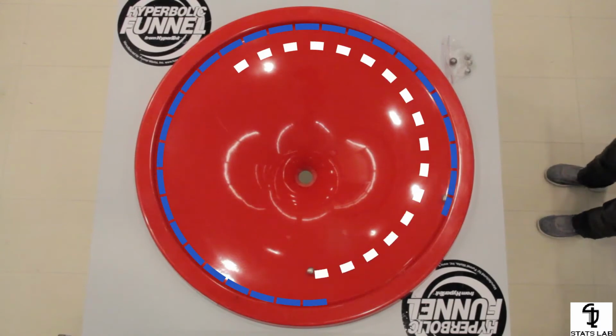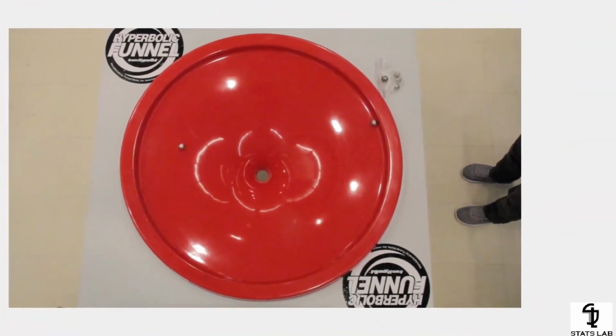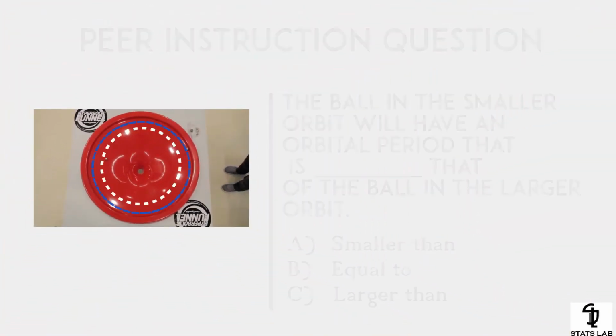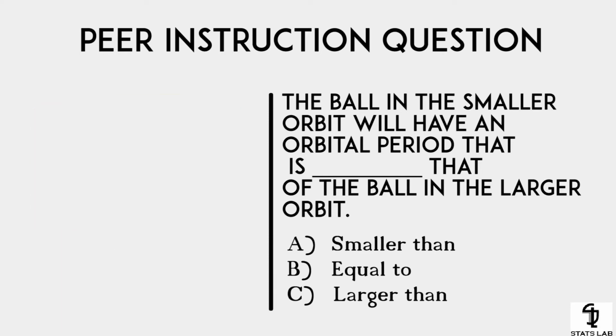We now have two balls in orbit, one pretty much in the 2-second orbital period, shown earlier, and another in a smaller orbit. Let's explore our understanding of orbital motion with a peer instruction question. Two balls are placed in orbits. How will the orbital period for the ball in the smaller orbit compare to the orbital period of the ball in the larger orbit? Please record your vote on a piece of paper and explain your reasoning. Your instructor will now stop the video.